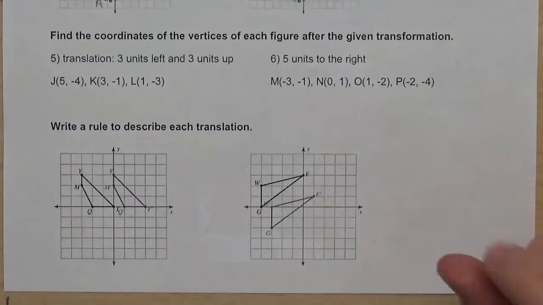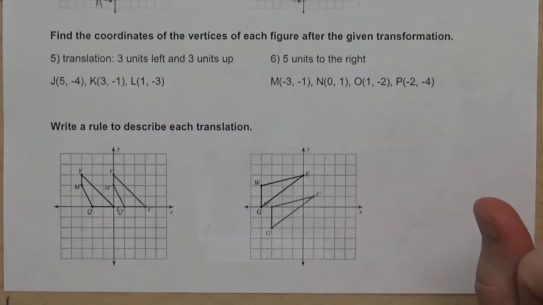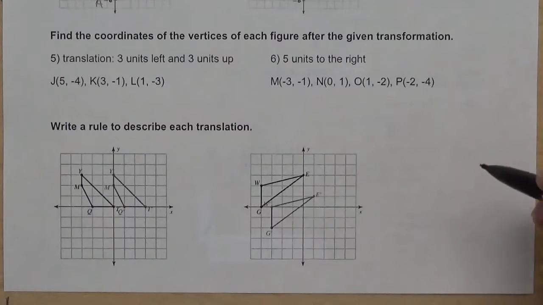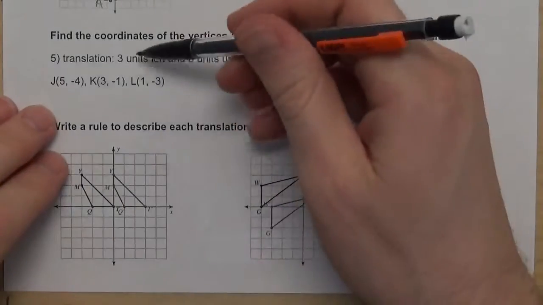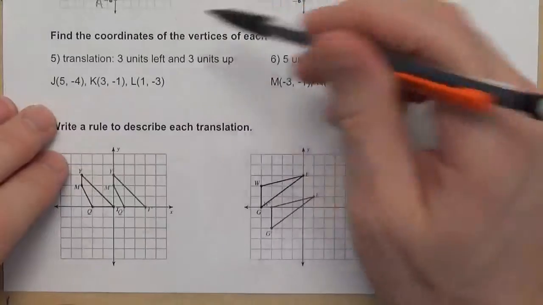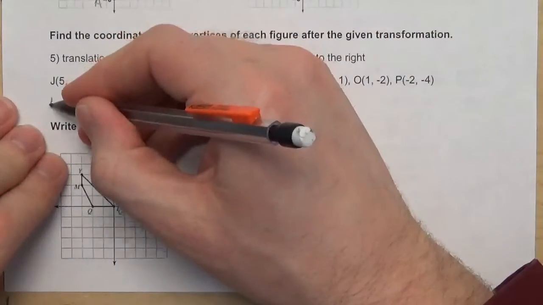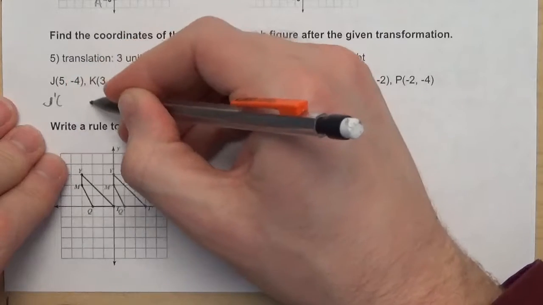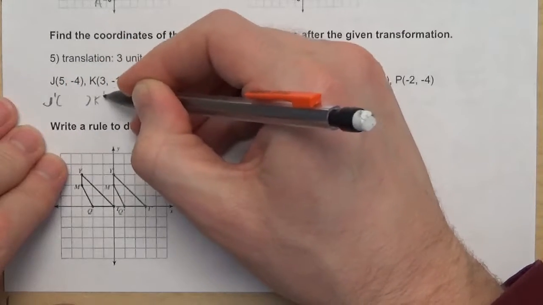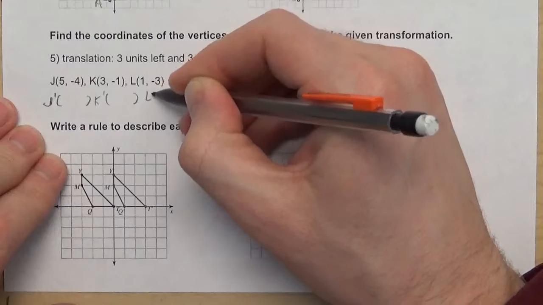So this time we're not given a picture, we're just given coordinates. And we have to know a little bit about x coordinates and y coordinates and how they change when you add or subtract to them, or when you move left or right or up or down. So for J, it's going to become J prime in a minute. K is going to become K prime, and L is going to be L prime.